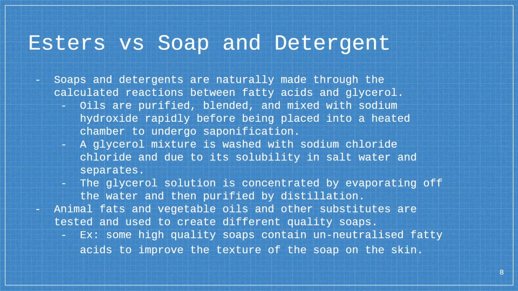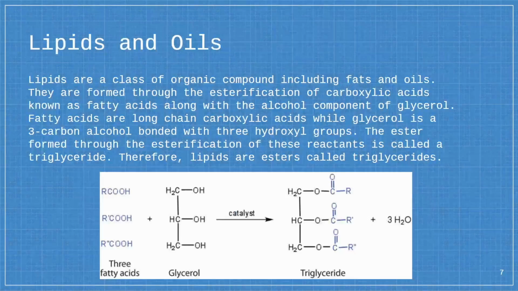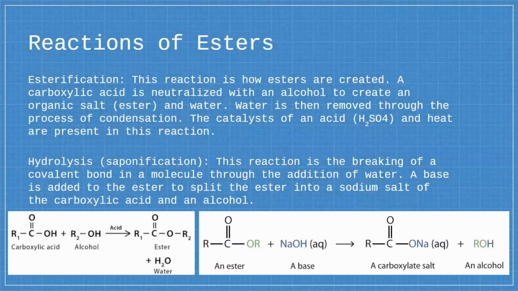Why are we talking about esters, and what does that have to do with soaps and detergents? Soaps and detergents are naturally made through calculated reactions between fatty acids and glycerols. The actual process is that oils are purified, blended, and mixed with sodium hydroxide rapidly before being placed into a heated chamber to undergo saponification, which is the process in which soap is made.